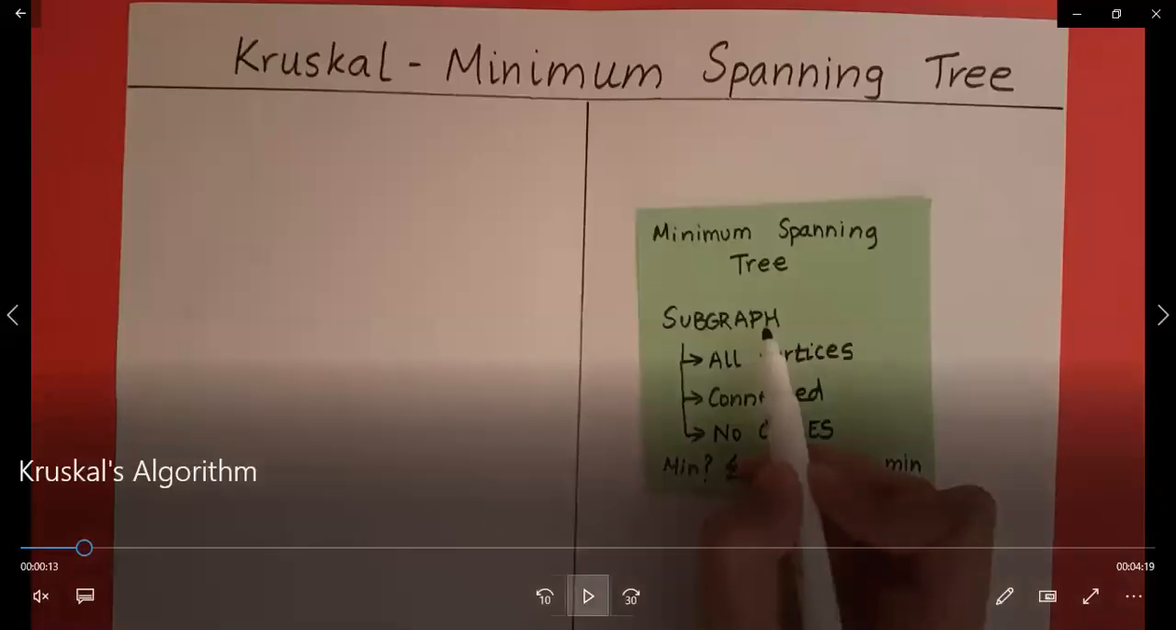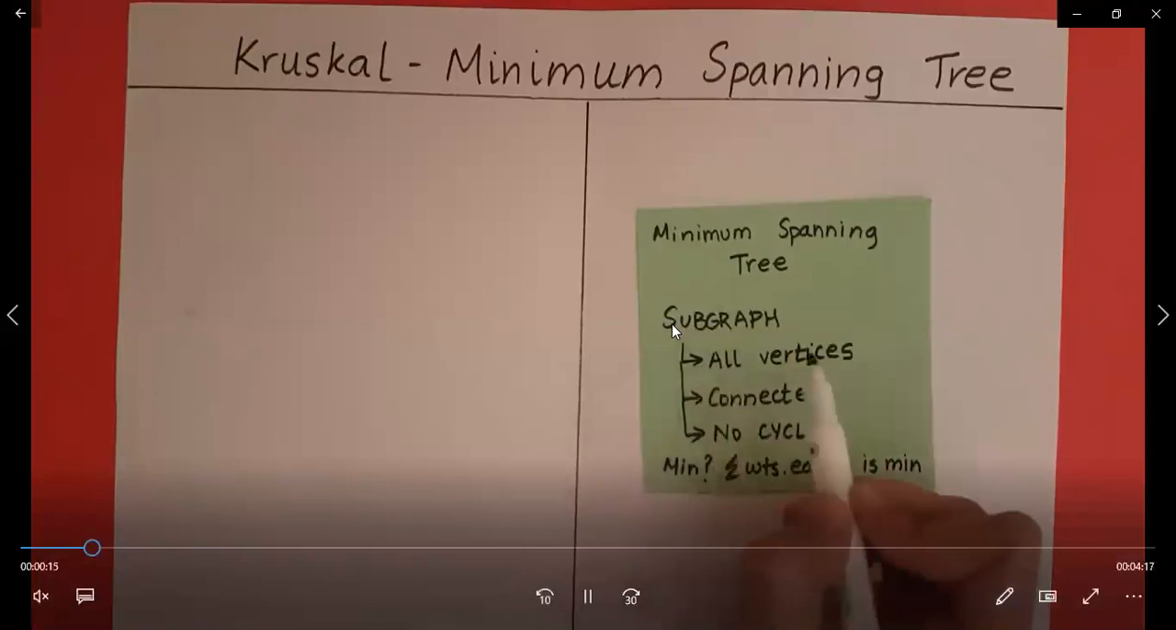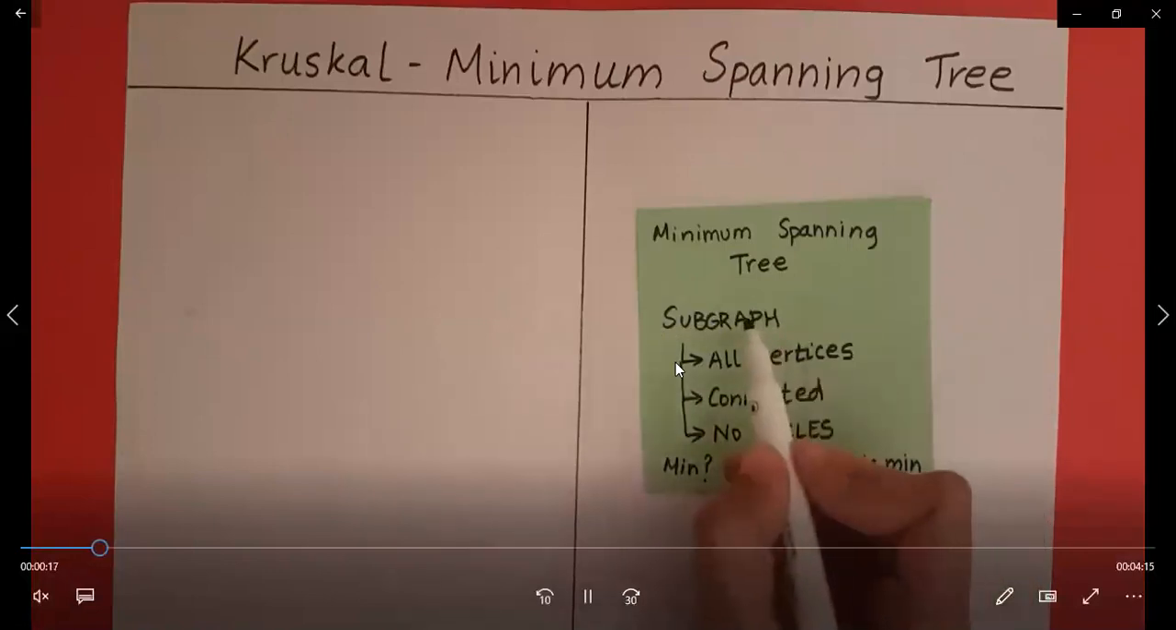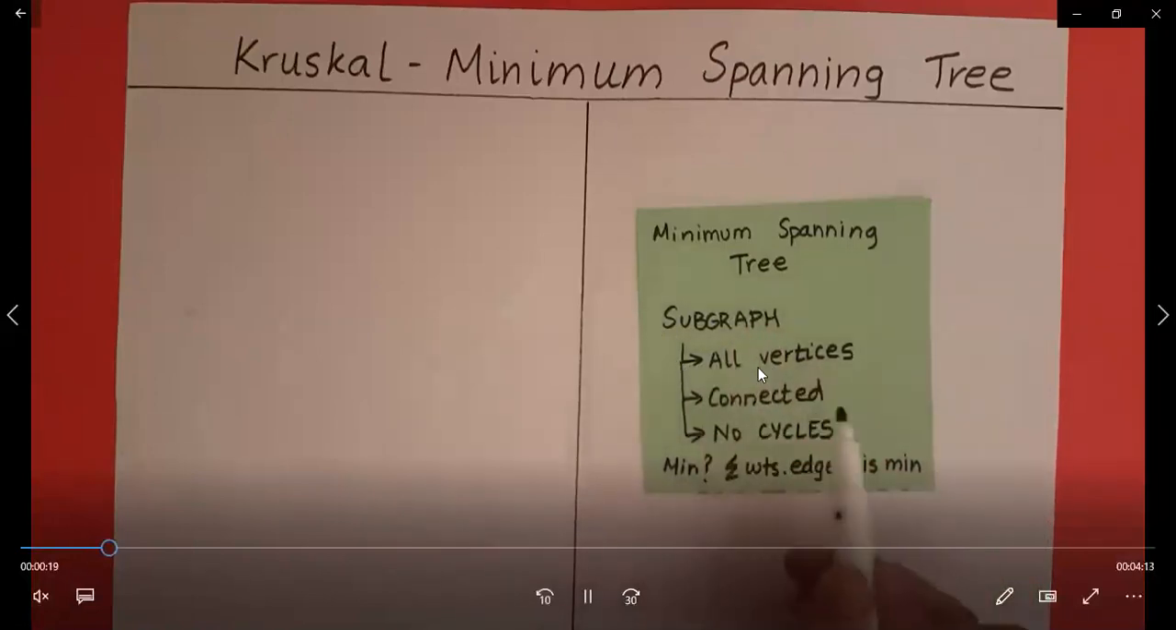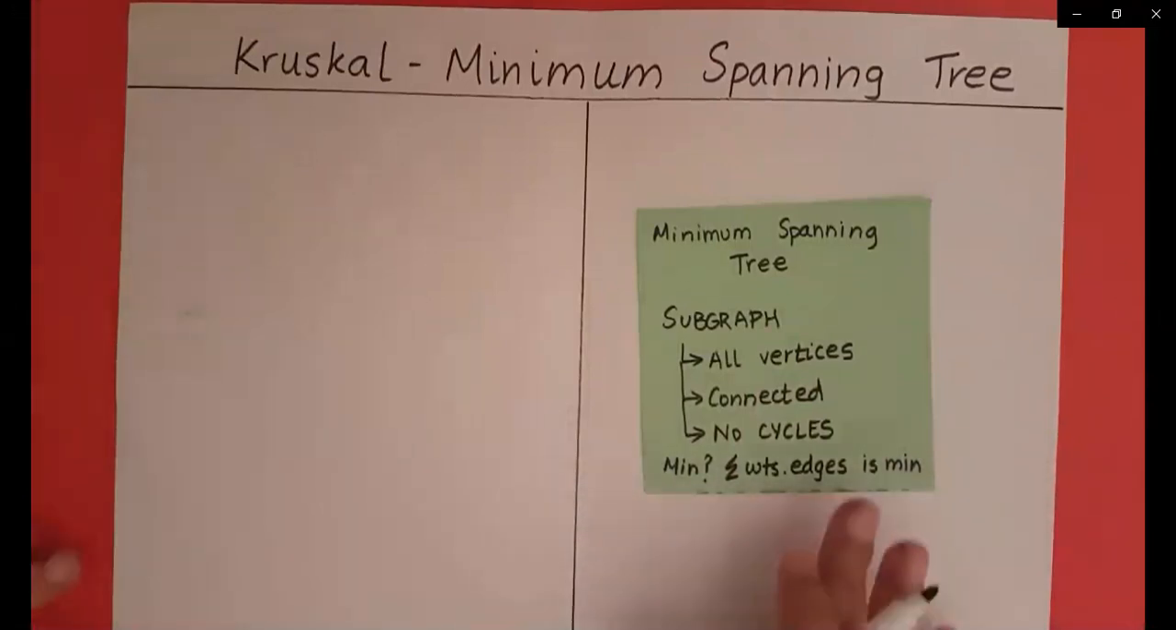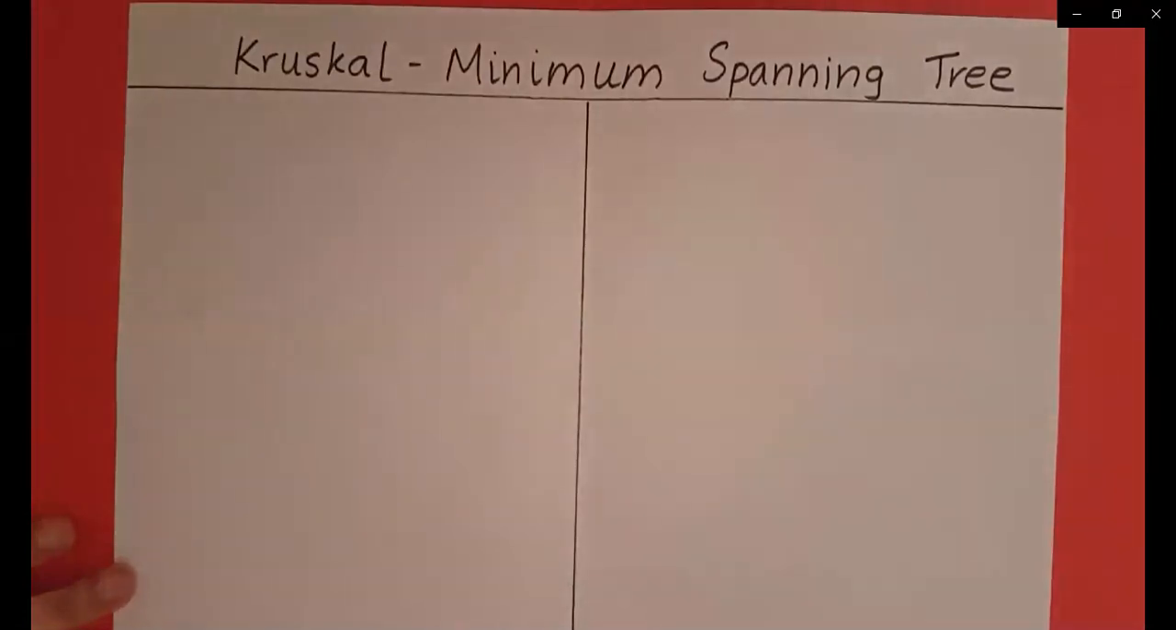Now, when you go for a minimum spanning tree, you are creating a subgraph consisting of all vertices. It will be connected and there will be no cycles in this subgraph. What is the goal of it? The goal is to find the minimum of the sum of the weights of all the edges.